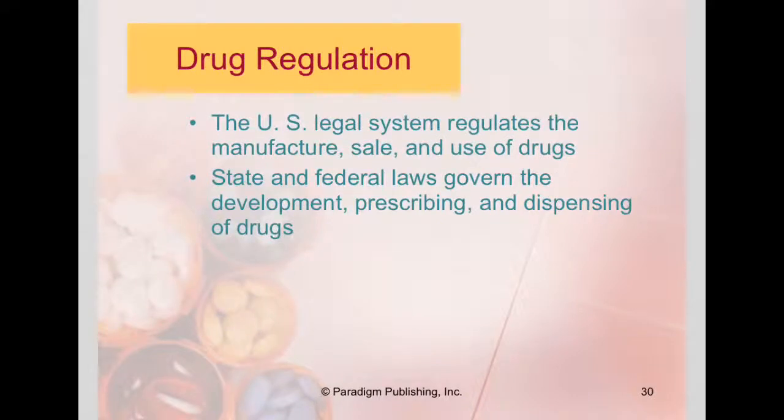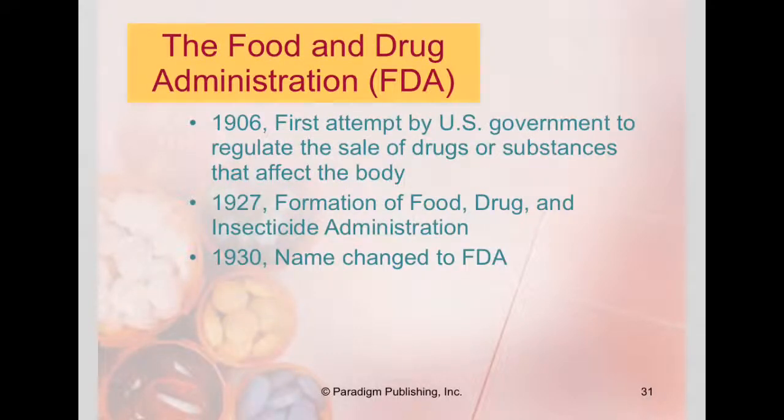The U.S. legal system regulates the manufacture, sale, and the use of drugs. State and federal laws govern the development, prescribing, and dispensing of drugs. Like I said again, the most strict law has to be the one that's followed. Now we're on to the FDA. In 1906, the first attempt by the U.S. government to regulate the sale of drugs or substances that affect the body. That was from the Federal Food and Drug Act, which is also the Pure Food and Drug Act.